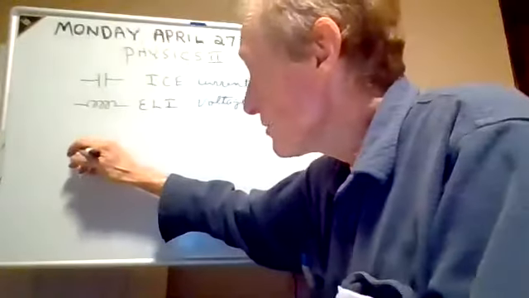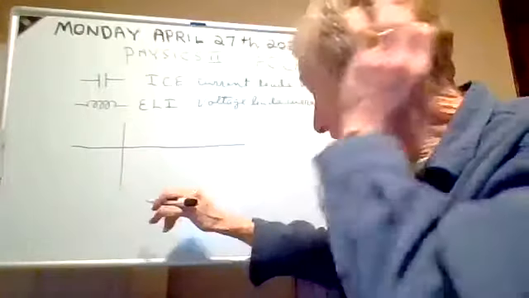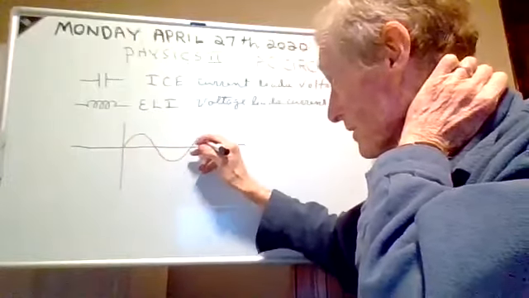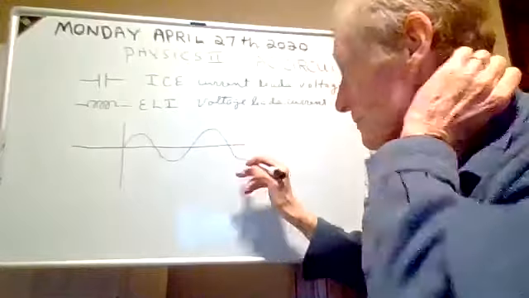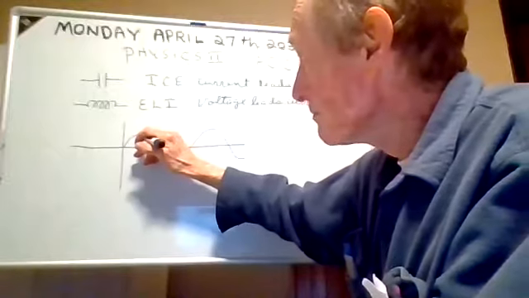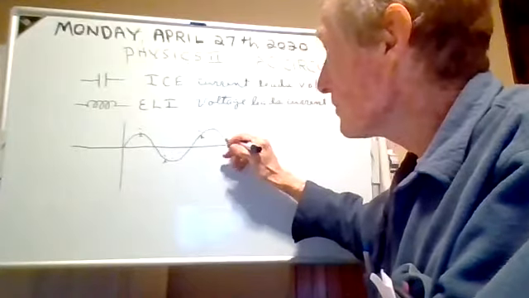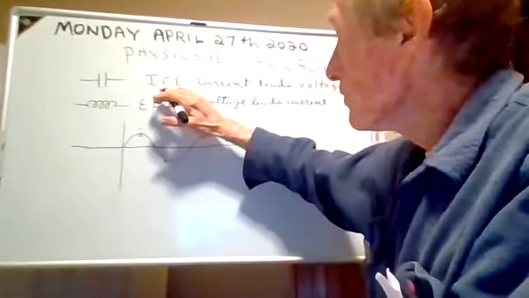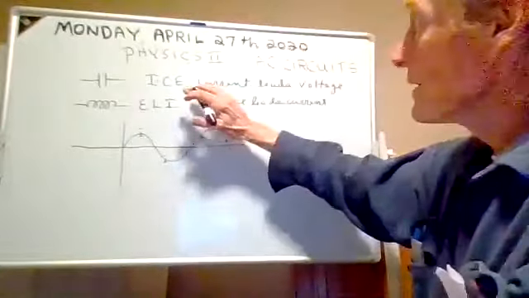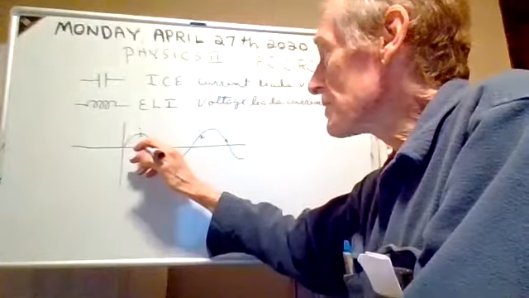Now let me draw you a picture of that. Let's say your current was like this. It's a sinusoidal current. Now in the capacitor, let's say that's the current. There's the current. Now let's talk about the voltage in the capacitor. Well, the current leads the voltage in the capacitor. So the voltage in the capacitor looks like this.